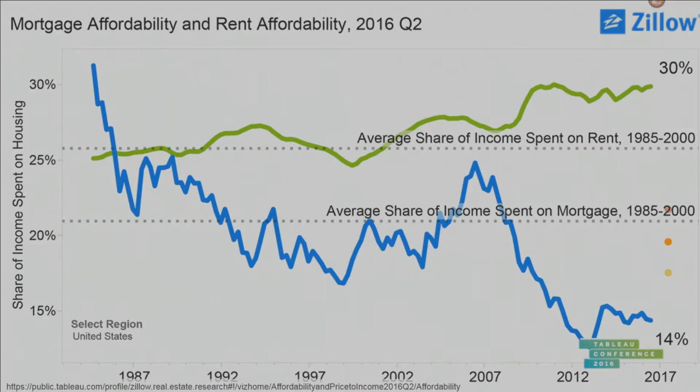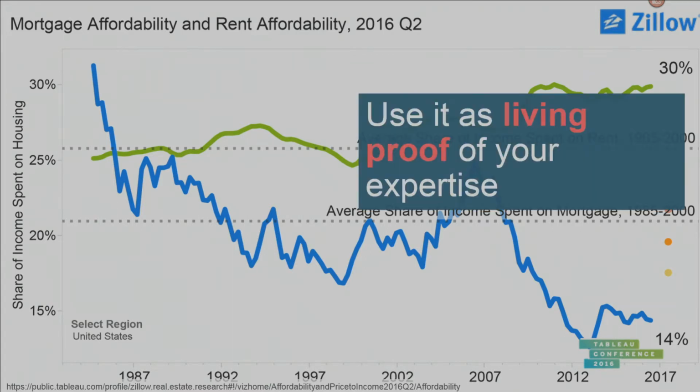This is a visualization by Zillow. American-based people should know this, a company that looks at housing and property data. And they produce many visualizations showing their expertise in this area, housing and property. So they're using it as living proof of their expertise. Very similar to what we just saw on how you do it at home, living proof of your technical skills, just taking the same idea and making it a bit bigger.